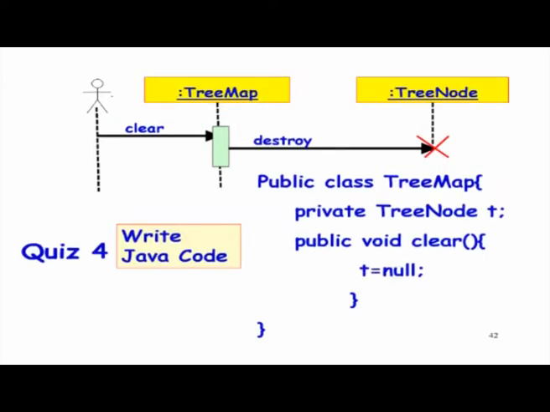Now, this is a quiz. We also displayed the answer here. We are saying that given this sequence diagram, what code will be generated for this? And we want the code for the tree map.